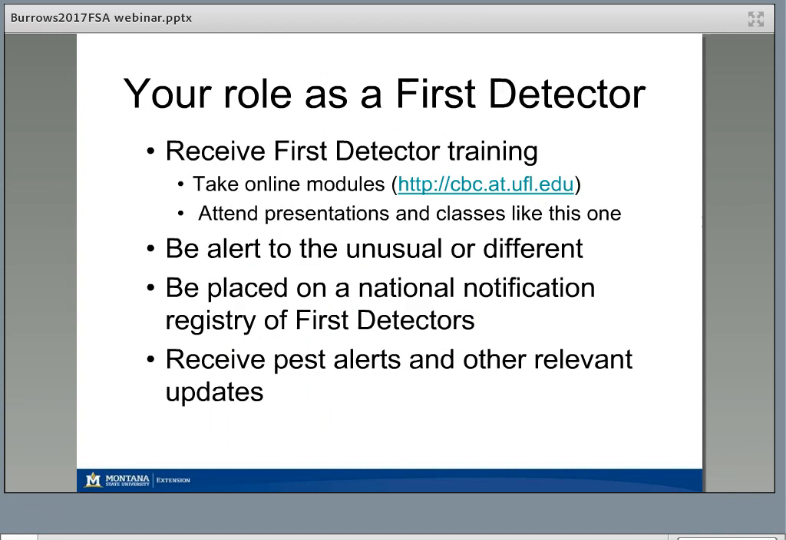First detectors are the most likely to encounter new pests. You can receive first detector training and go on this registry, take some online modules at the University of Florida. You basically attend presentations and classes just like this one. You have to be alert for the unusual or different and get your questions asked, get things properly identified. You'll be placed on a national notification registry, which basically means I think you get a quarterly newsletter by email. It's not at all threatening, although it sounds very official. And you will receive pest alerts and other relevant updates.